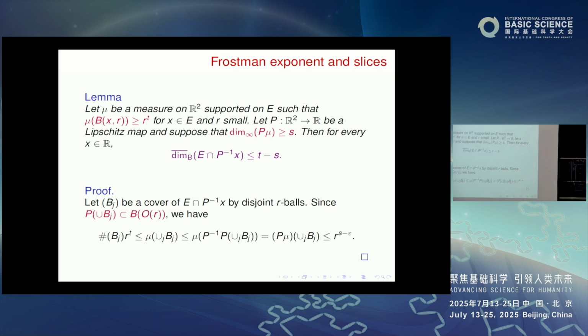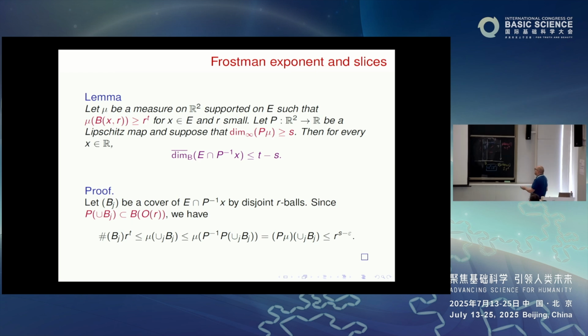So in particular, we can apply this to the first slicing problem. There, E will be the product of these two sets, A and B, and because these two sets are very nice, very simple sets, we have very natural measures on them. We can take the Cartesian product of these two measures, that will be mu, and then we can try to apply this lemma. And then what we have to do is estimate the Frostman exponent of this projection.